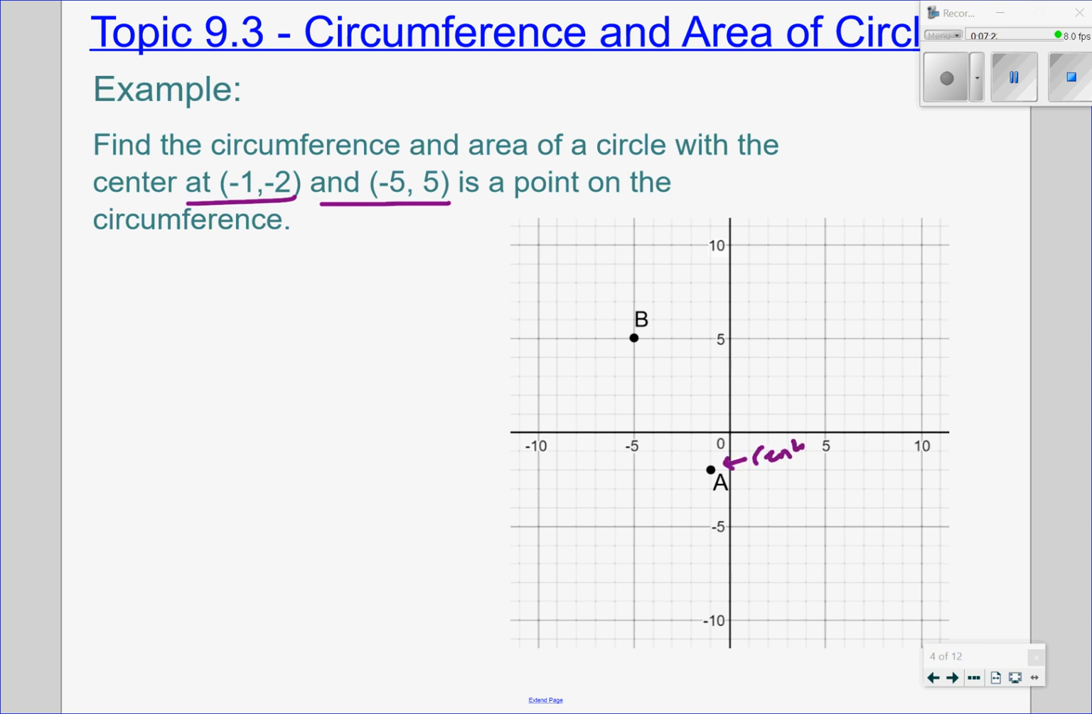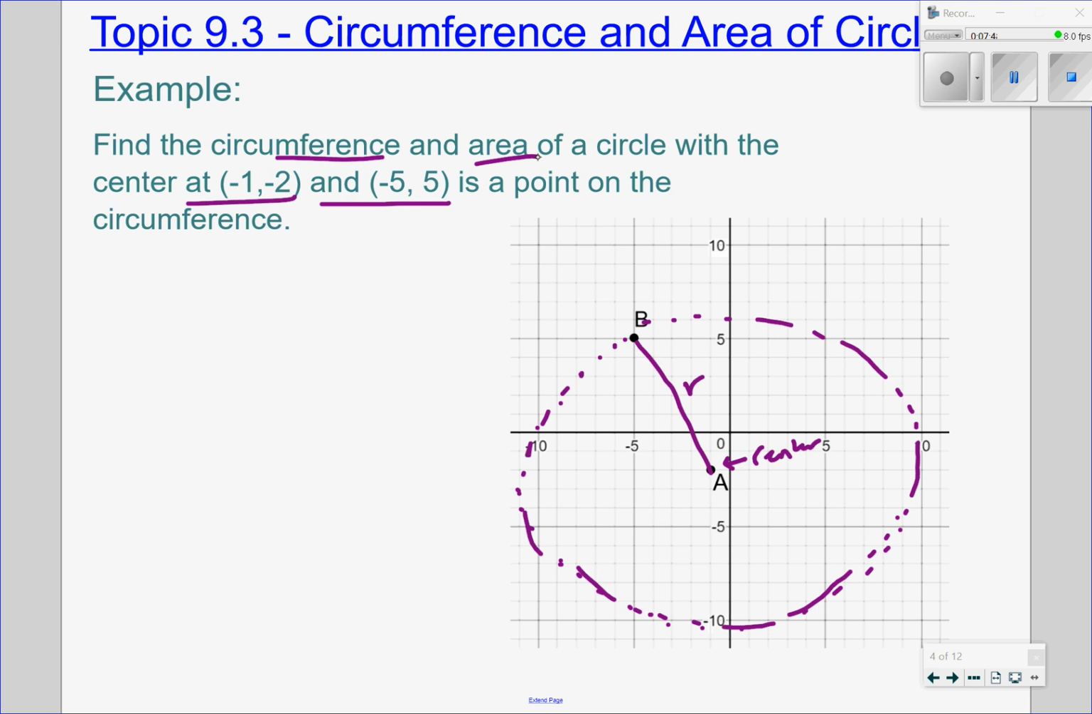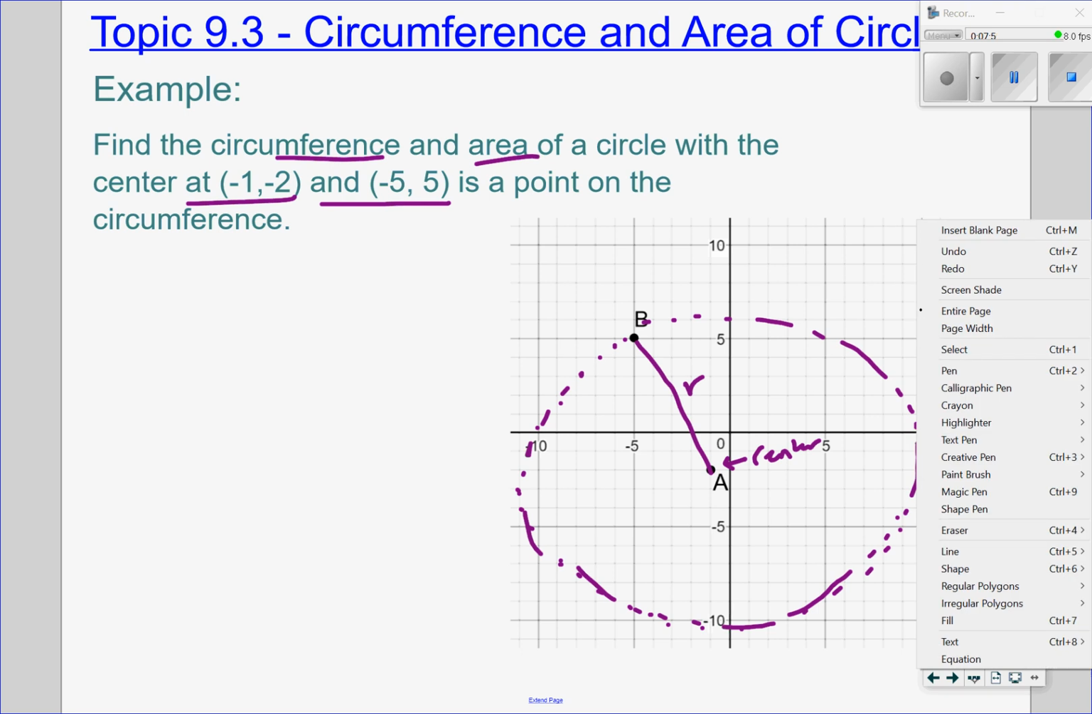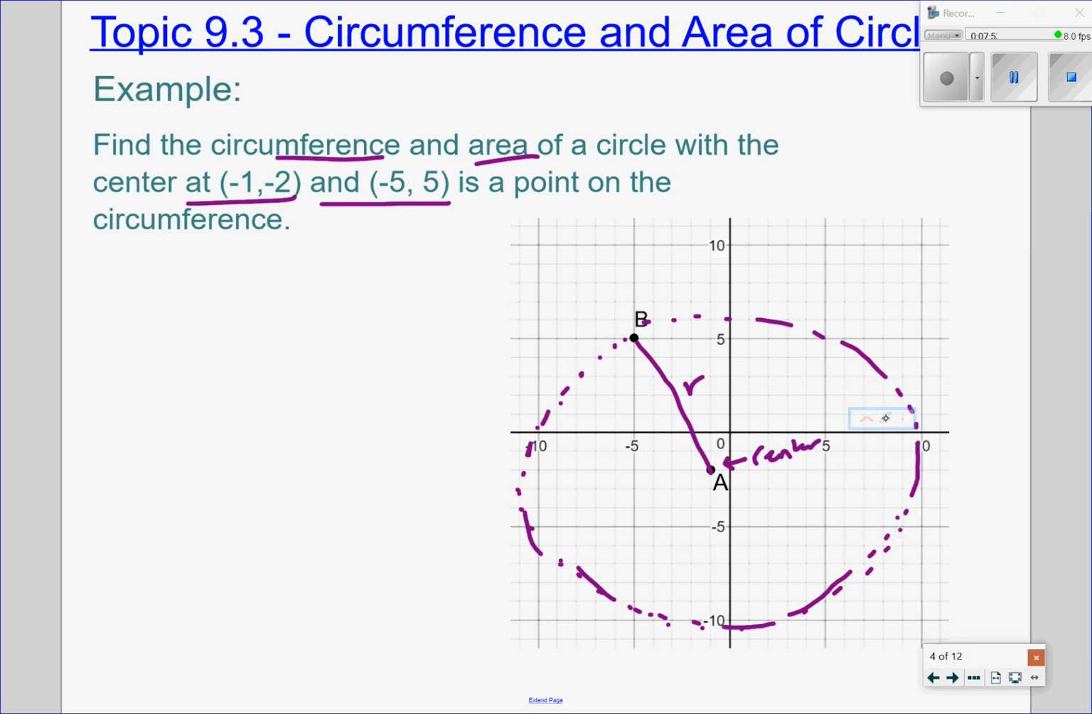So if this is the center of our circle, that means that the length from here to here would be our radius. And then if you can kind of imagine a circle, this is going to look more like an egg, but that's okay. Kind of goes all the way around our radius, like so. Just go with it. All right, so then it says we're going to actually find the circumference and the area. Well, in order to find circumference and area, we need a radius, or at least a diameter. So we need to actually find the length of this radius.